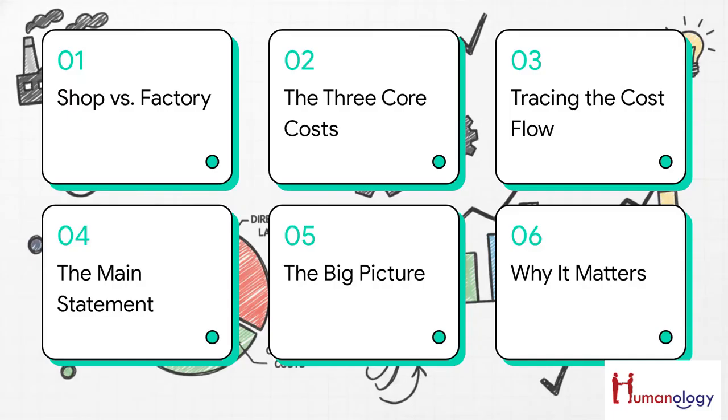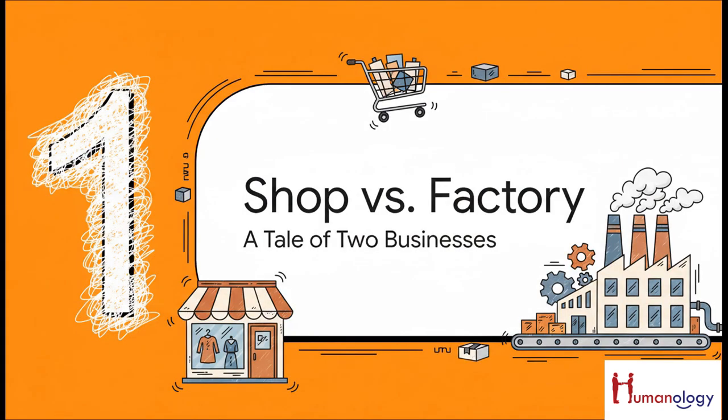All right, so here's our game plan for today. We're going to start by comparing a simple shop to a factory. Then we'll get into the three main costs of making anything. After that, we'll follow how those costs move through the business, take a look at the main financial statement itself, see how it all fits into the big picture, and finally, we'll talk about why any of this really matters. So, first things first, why on earth do manufacturers need this special account anyway?